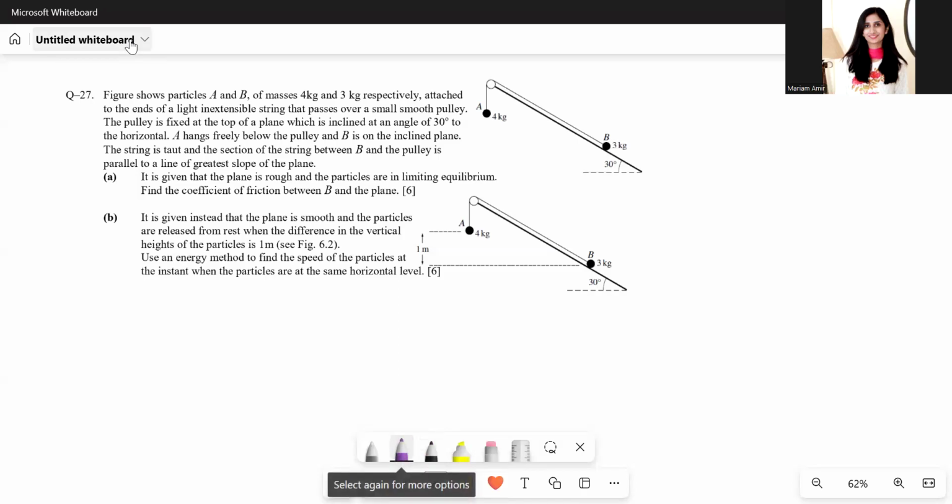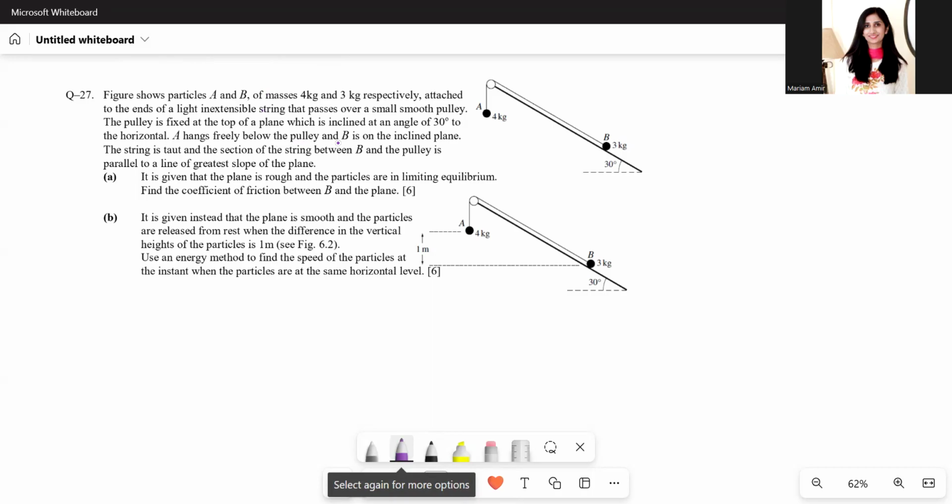Question number 27. Figure shows particles A and B of mass 3 and 4 kgs respectively attached to the ends of a light inextensible string that passes over a smooth pulley. The pulley is fixed at the top of a plane which is inclined at an angle of 30 degrees to the horizontal. A hangs freely below the pulley and B is on the inclined plane.